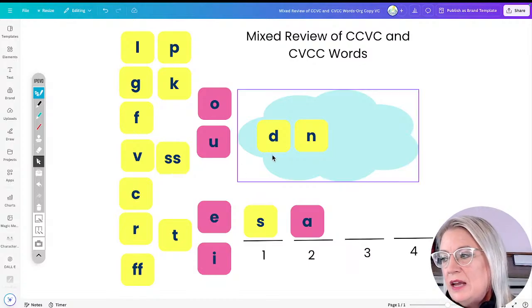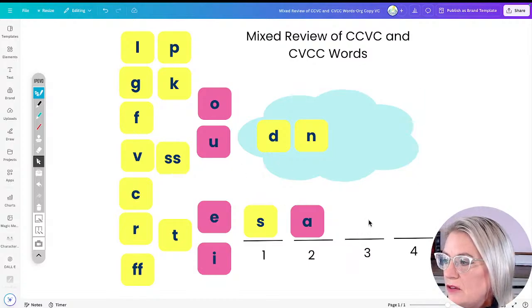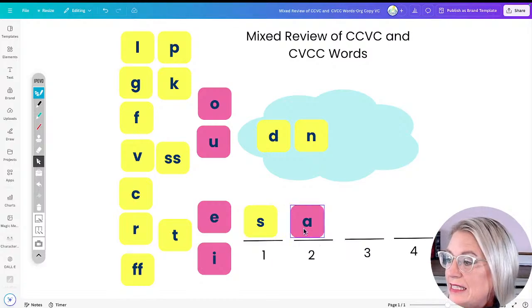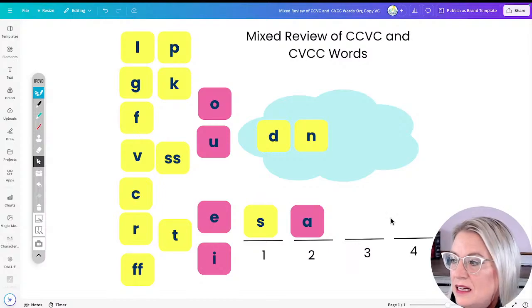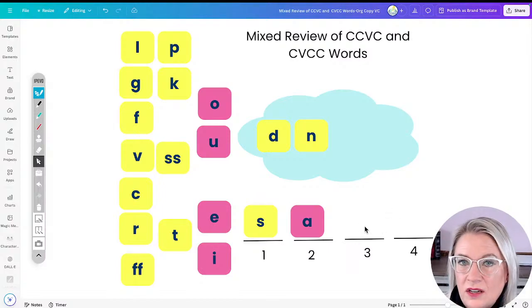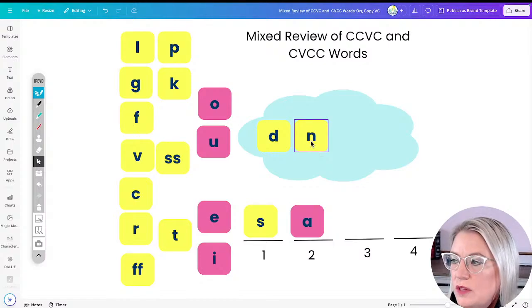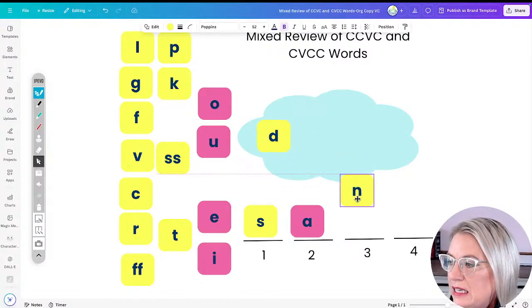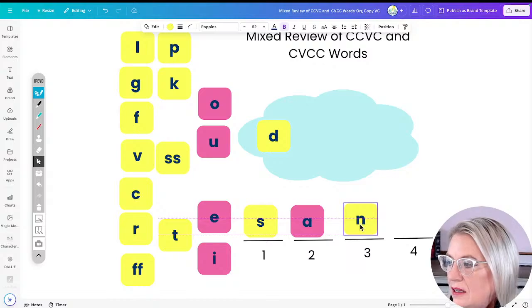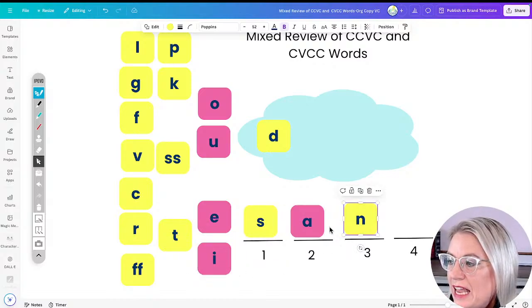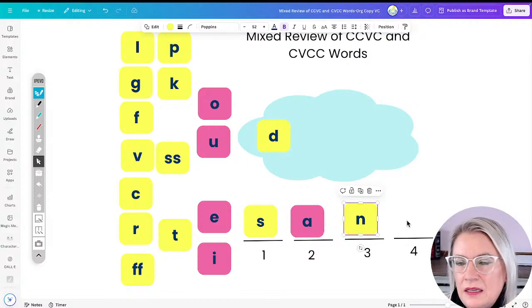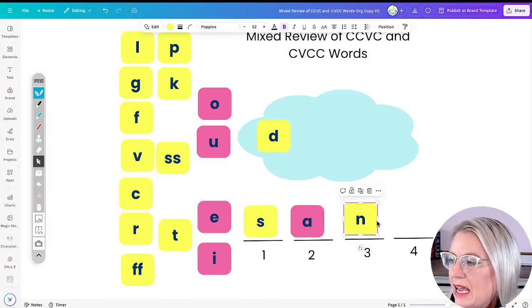All right. Now it's time to listen in this place for the next sound you hear in sand. Sand. What goes here? Right, so let's drag that sound in and let's hold that sound as we move it. Now what we have so far is san. San. What do we need to make this sand?